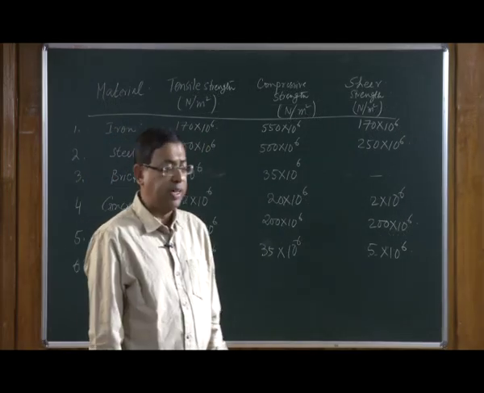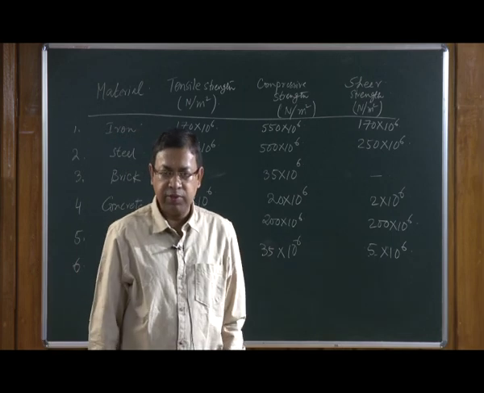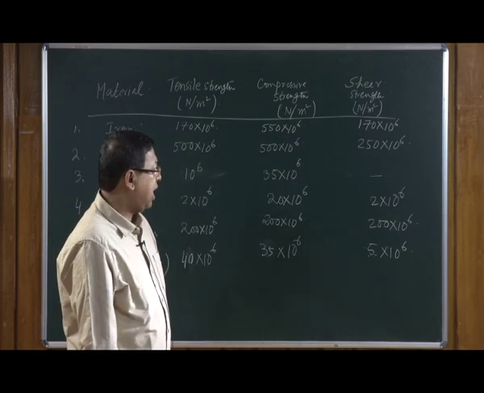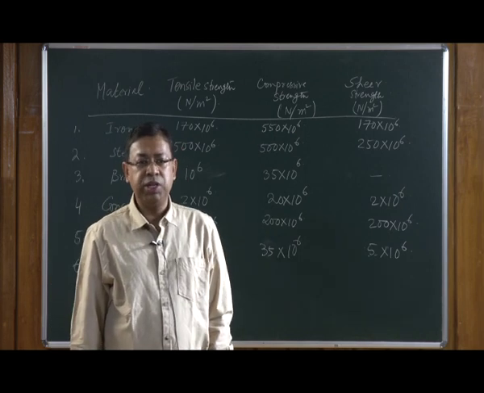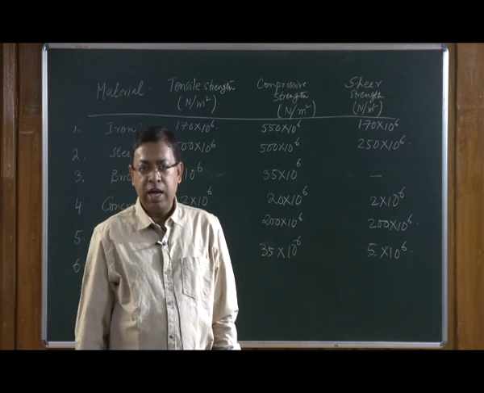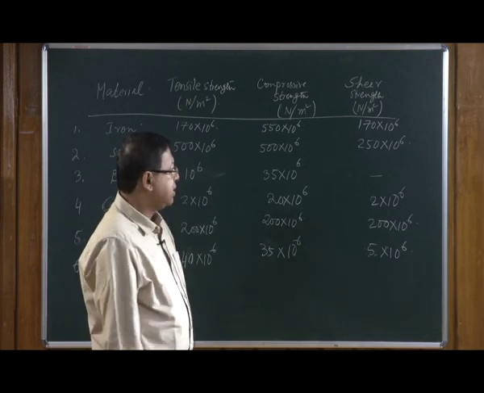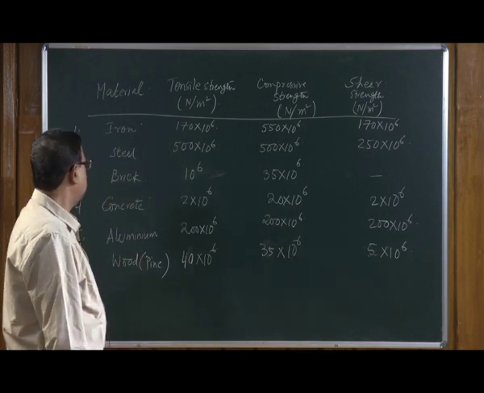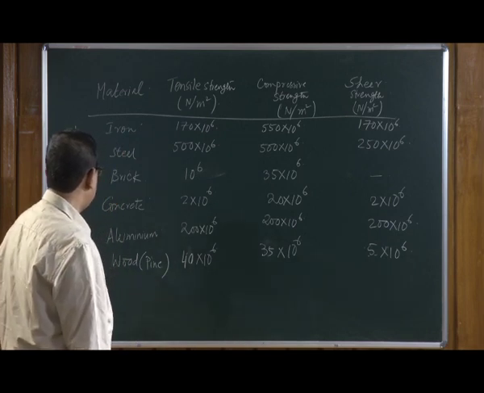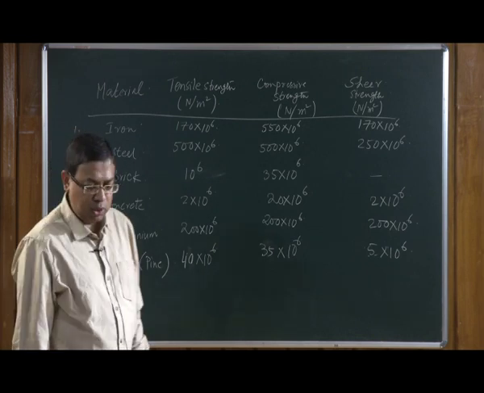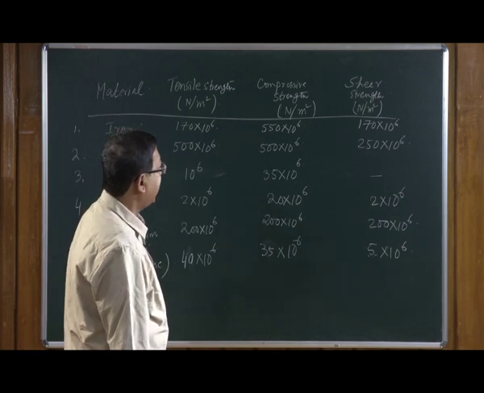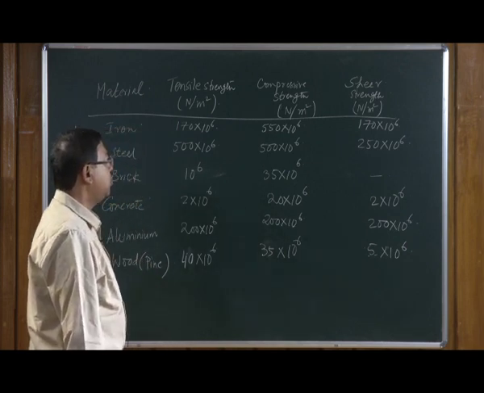So, we were talking about the strength of materials. I have listed some of the materials which are very familiar to us, and we have seen that if the stress on a certain object is too large, it will cause either permanent damage or it will cause a fracture and make the material break. Some of these materials listed on the left are very familiar to all of you. They are used as building materials. They are iron, steel, brick, concrete, aluminium, wood, especially pine wood. And we have listed the maximum tensile strength, maximum compressive strength, and maximum shear strength, all in Newton per meter square.